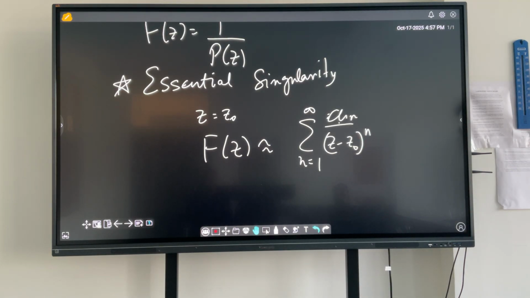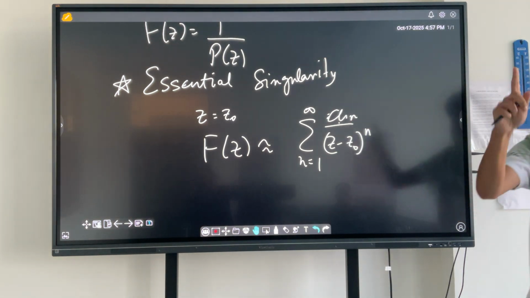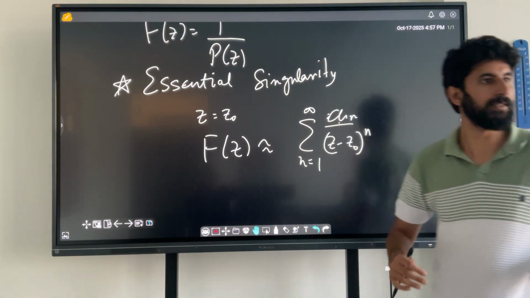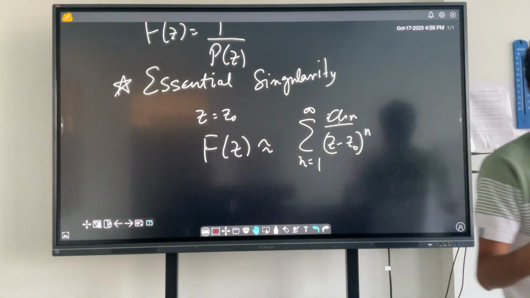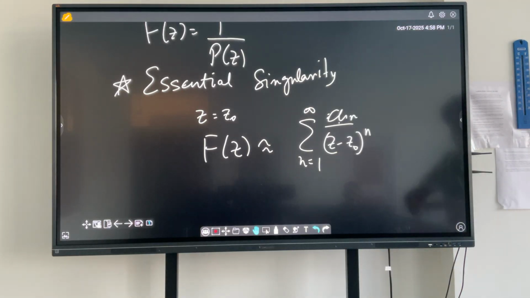What is the difference? There, the approximation is finite: 1 divided by z minus z naught raised to q. Here you have the sum of infinite terms, which is very different. Do you get the point?